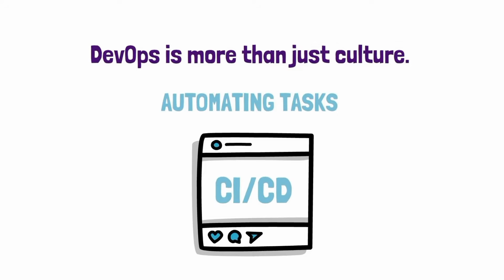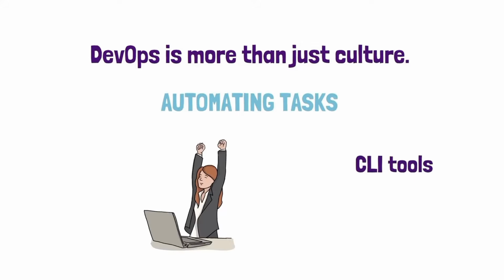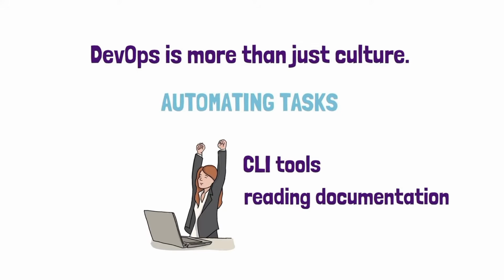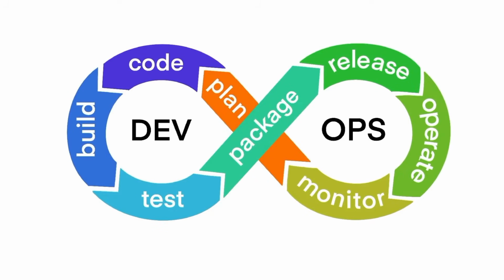We want to automate as much as possible to save time and give us the chance to put that time to good use instead of manually repeating the same tasks over and over again. But to automate things, we need to get good at using the shell, working with CLI tools, reading documentation, writing scripts. Quite often, you may see DevOps being represented by this image.